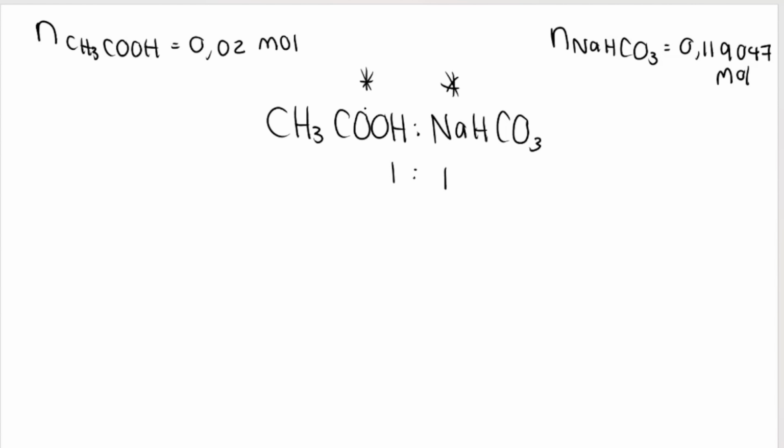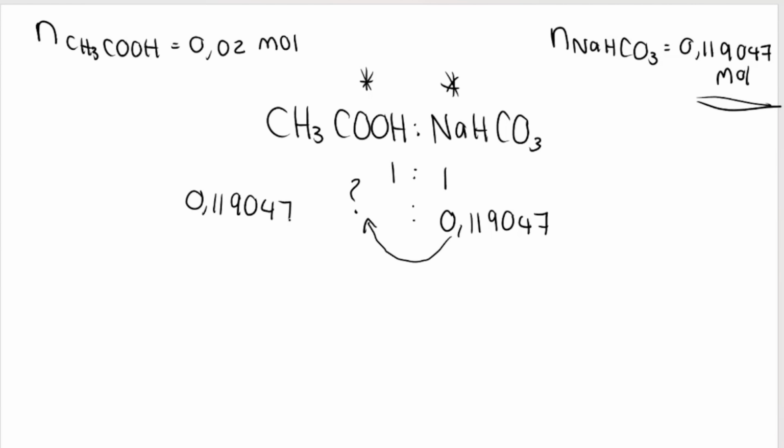They're on the left-hand side of the equation. We want to know which one of these is limiting. So I write down the mole ratio 1-to-1 that comes from the balanced equation. And then remember in my previous option, I picked the moles of the acid. Now I'm going to pick these moles. So if I want to use up all of these moles, so if I want to use up the entire 0.119047 moles of sodium bicarbonate, how many moles of the acid would I need? I would need the exact same number of moles of that acid. Why? Because it's a 1-to-1 ratio.